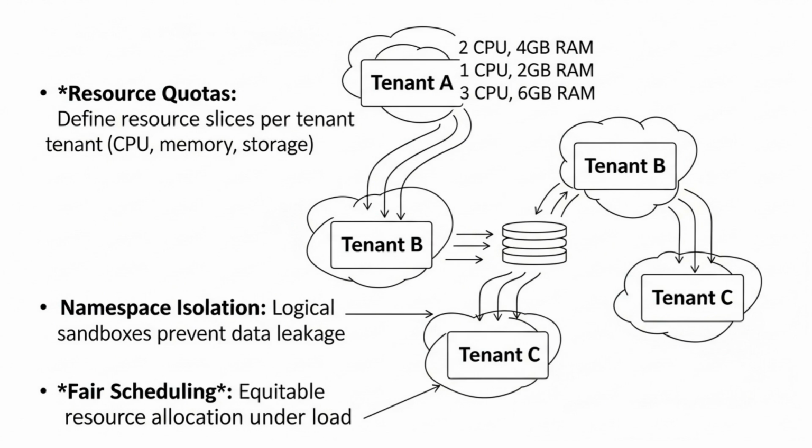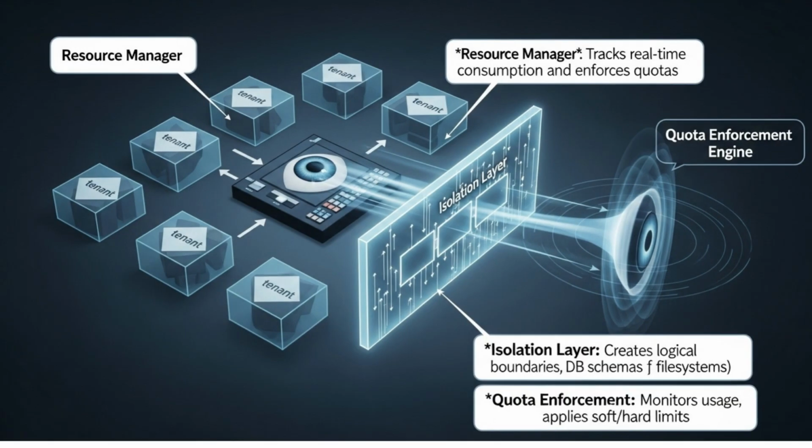Next, namespace isolation creates logical sandboxes, preventing data leakage and interference between tenants. Finally, fair scheduling ensures equitable resource allocation under load, guaranteeing minimums for all. These are the pillars of a stable multi-tenant system. Let's dive into the architecture.